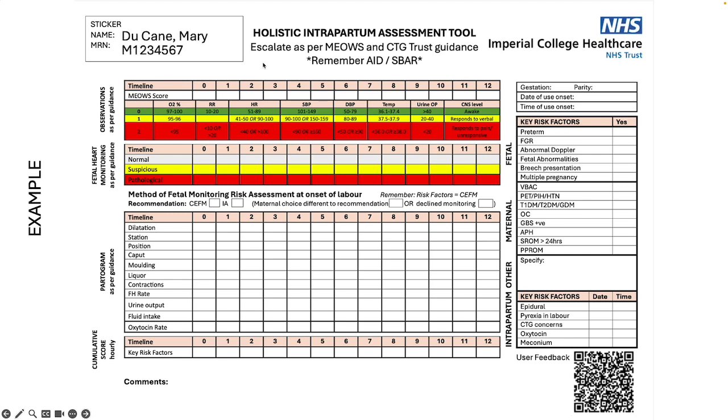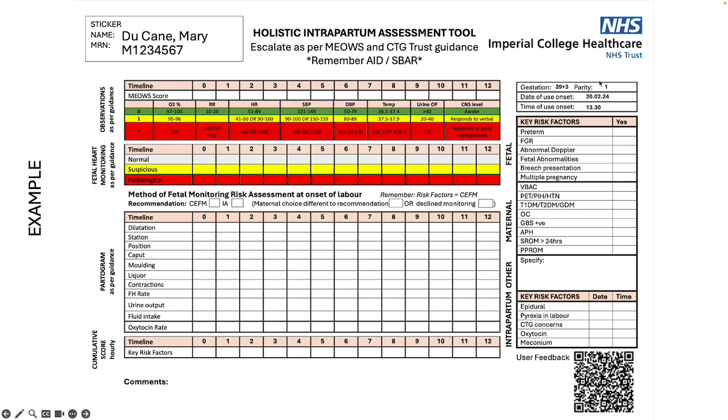So the made-up case, we've got a patient called Mary Duquesne. She has attended for assessment as she is in spontaneous labour after she ruptured her membranes the previous evening and has started contracting regularly and is very keen to have an epidural. So triage is busy, so she comes over to labour ward for assessment given she's asking for an epidural, and we start using the tool.